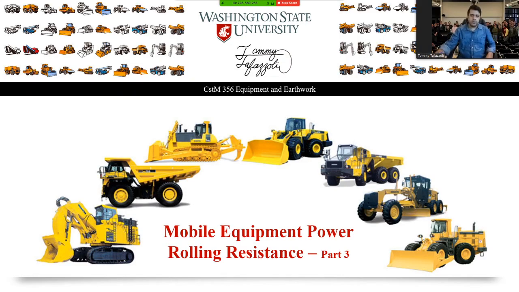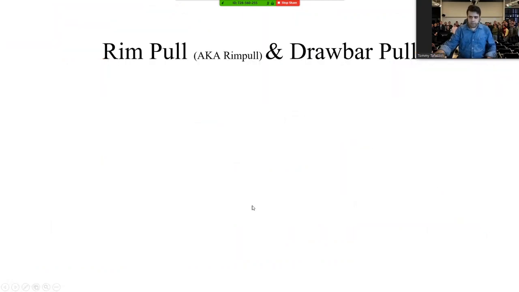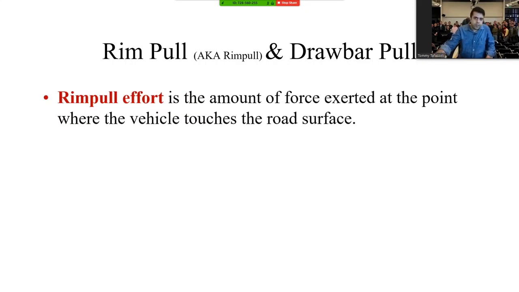We are working on part 3 of mobile equipment power, rolling resistance. So let's get started with the definition. In this chapter, we need to know the definition of two things, being the rim pull and the drawbar pull. These are the two important forces an equipment can provide, and they show how powerful a piece of equipment is. So let's see what each one is.